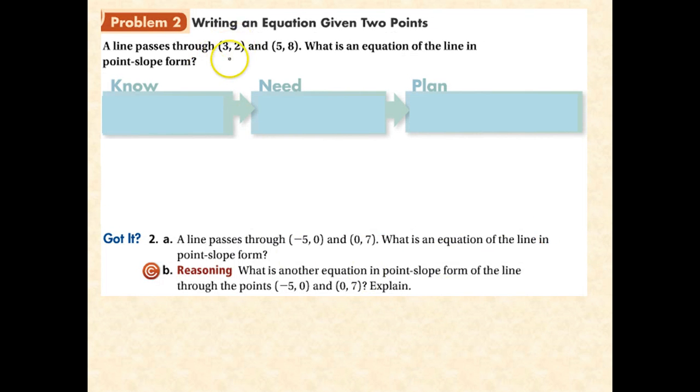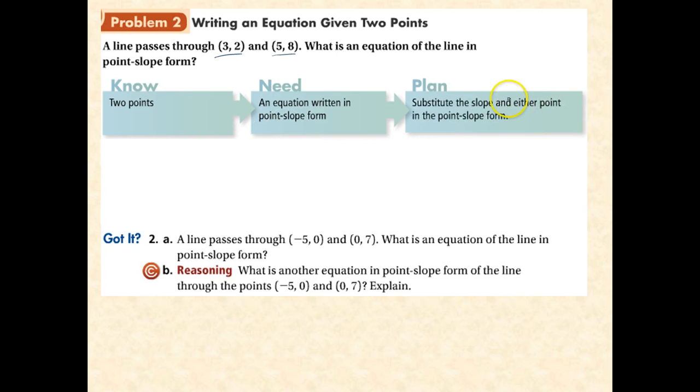Okay, so what if they just give us 2 points? Well, heck, what am I going to do with that? I know 2 points. I need an equation written in point-slope form. So I could substitute the slope and either point into the point-slope form. So do I know how to find the slope given 2 points? I do.